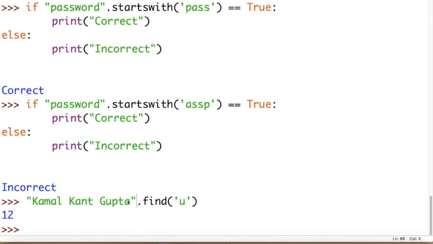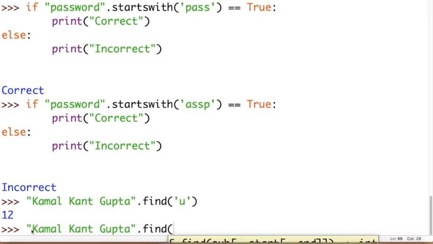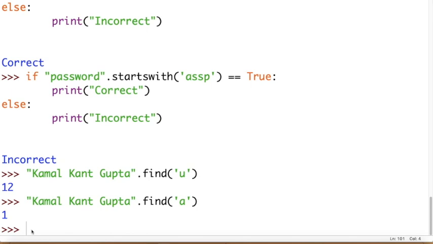Now let us go to the next example. The same example we will see, and let us find other characters. Say for example, I am finding A. Let us find the letter A and see what it gives. It gives us 1. Why is this so? Because there are a lot of A's present in my name, right? One A is present at position number 1, another A is present at position 3, and so on, right? The index of the first occurrence of my letter A will be written.